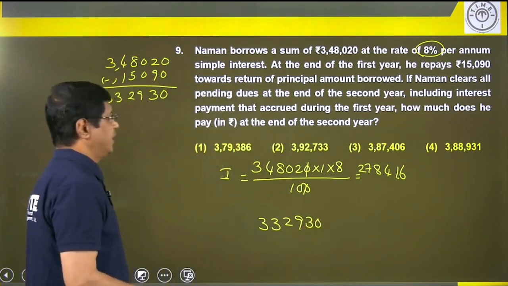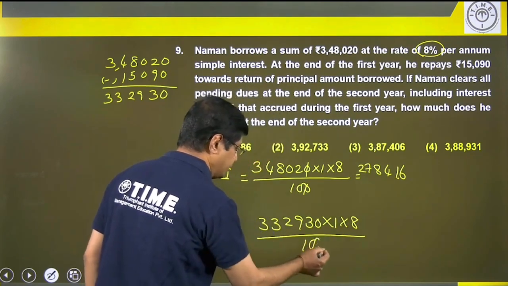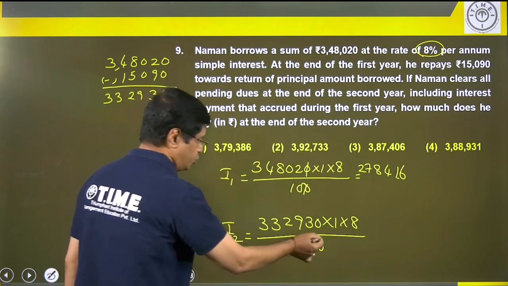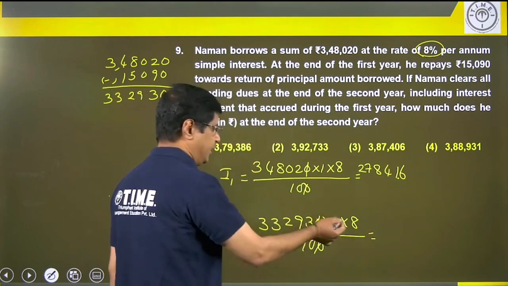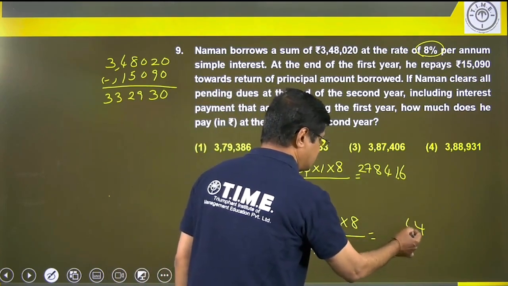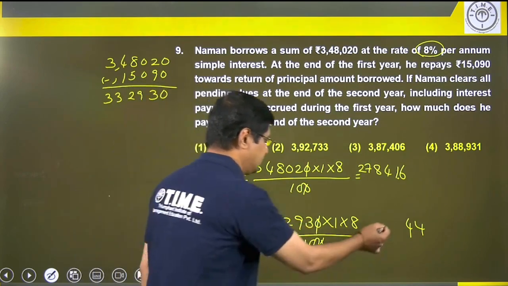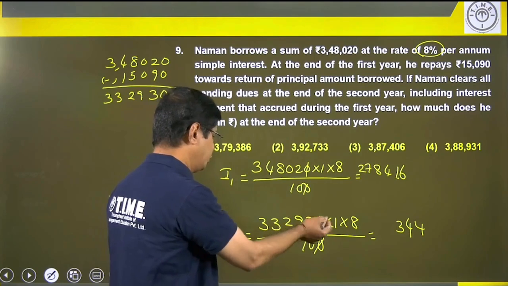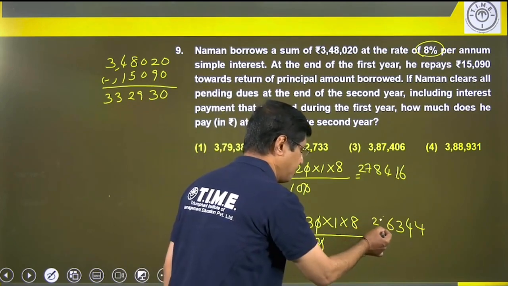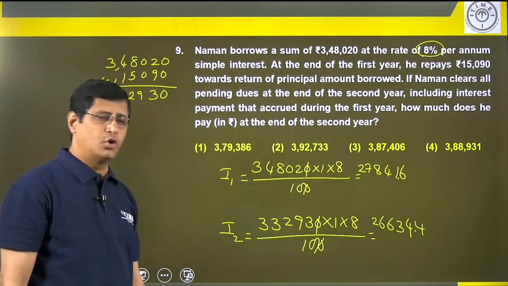332930. Again 1 year means second year. What is the rate of interest? 8% per annum. Now find out the second year interest. Second year interest means now this is the first year and the second year. 0 and 0 get cancelled. Now just observe. 8 into 3, that is 24. 72 plus 2, 74. Now 16 plus 7, 23. Now 24 plus 2, 26. By 10 means 26,634.4.